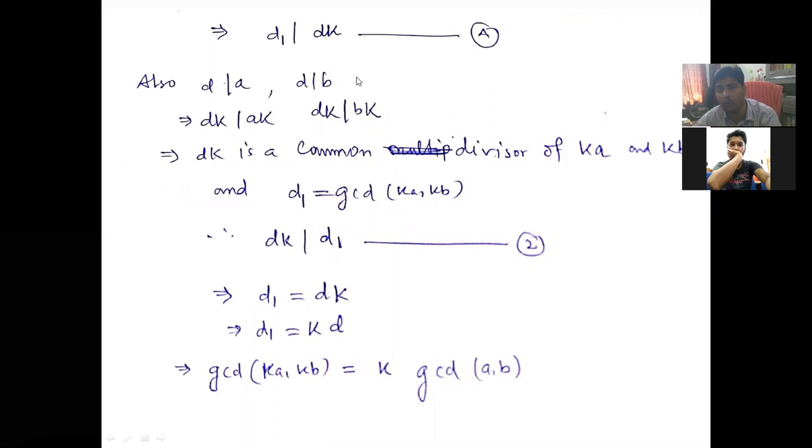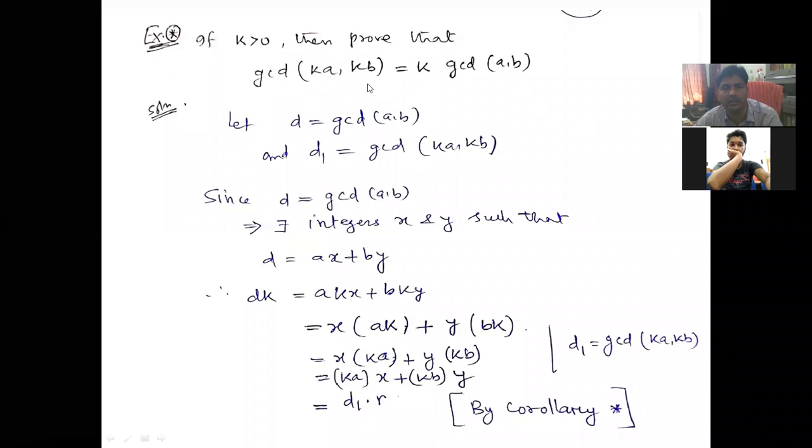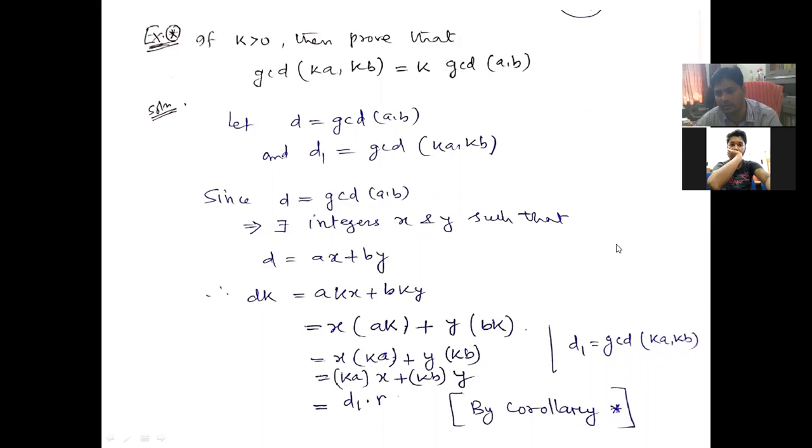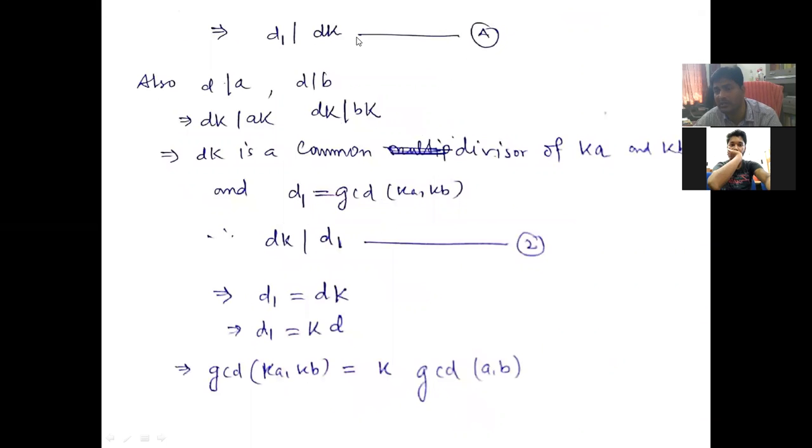Okay, we want to prove that d1 equals dk. You see, this is d1 and this is d, so d into k equals d1. d1 equals k into d, or dk. So the first part: we prove that d1 divides dk. Now we will prove that dk divides d1.